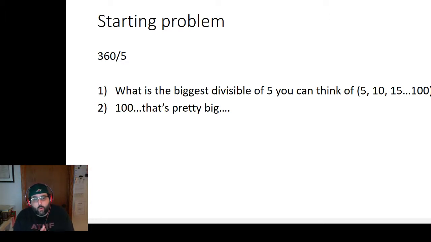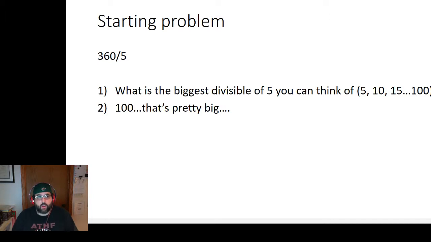Because we don't teach long division anymore. That's old. So here's what we try to do. We try to break it up into smaller problems. The way we do this is we ask, what's the biggest multiple of 5 you can think of? Multiples of 5 are like 5, 10, 15, and so on. So what's the biggest multiple of 5 that we can think of that is less than 360?